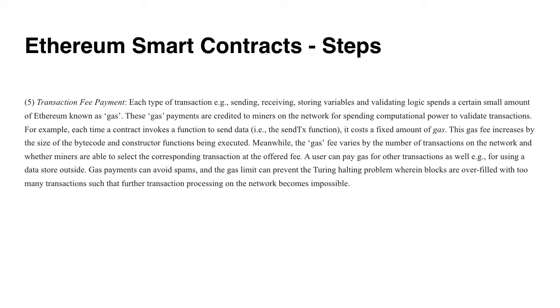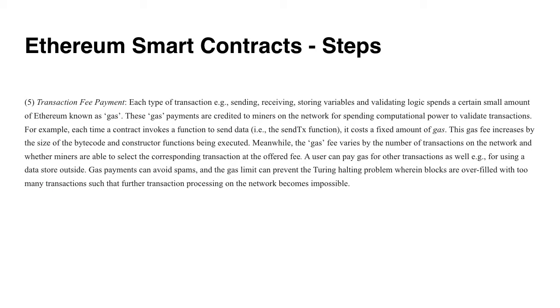The last stage of a transaction, after launching this DApp on the mainnet, is to basically enforce this transaction. So each type of transaction on this network, for example, if you're sending data, if you're receiving data, if you're storing variables, if you're validating logic, spends a certain amount of Ethereum, and this Ethereum is known as gas. Okay, so these gas payments are credited to miners in the network for spending computational power to validate these transactions. For example, each time a contract invokes a function to send the data using the sendTX function, it costs a fixed amount of gas.